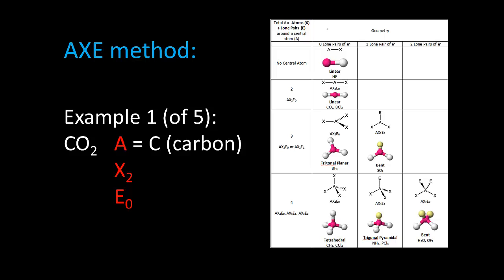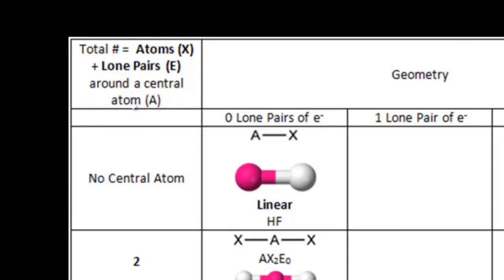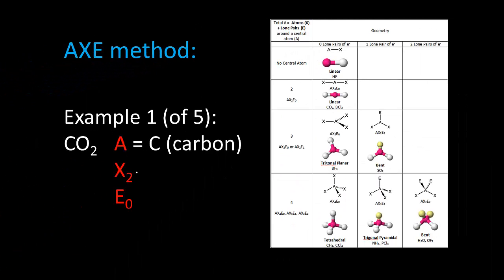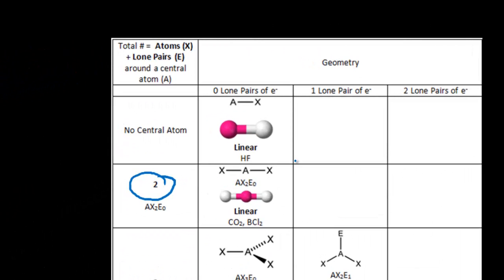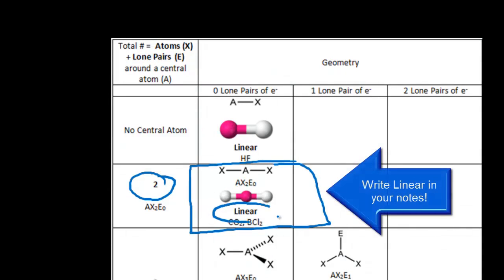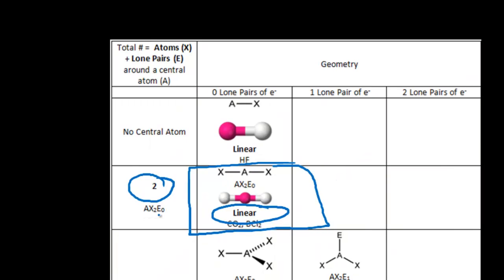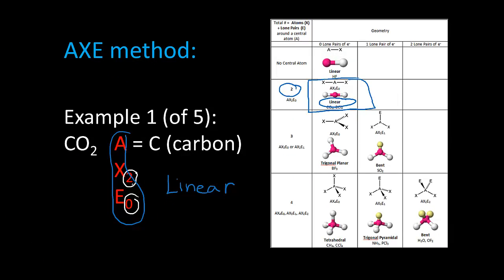All right, now how we do this, you're going to need to look at your chart. I believe it is the page after the third page on your notes. And it looks like this chart. Right up here, it says the total number is equal to the atoms, which is X, plus the lone pairs around a central atom. So we're taking this subscript plus this subscript, and 2 plus 0 is 2. So we're going to look right here, and we only have one choice, and that is linear. So our molecule, carbon dioxide, is linear. And if you notice right here, AX sub 2 E sub 0, which is what our formula is.